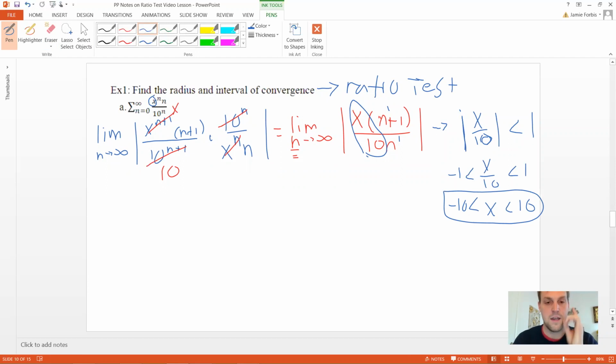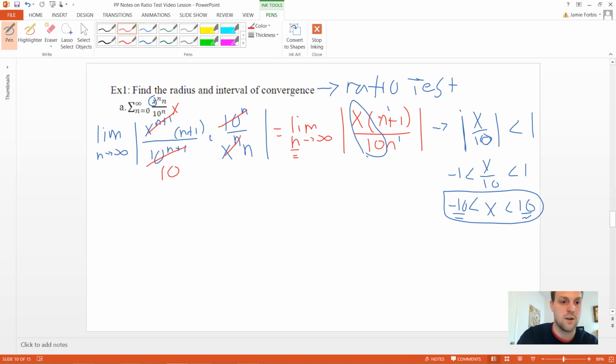Now, the only thing is, do we include -10 and 10 in that interval? So once we find the interval of convergence, we have to test the endpoints to see if we include them or not. And it's real simple. All you do is plug in -10 for x, and plug in 10 for x, and see if they converge or not. We're just testing points here.